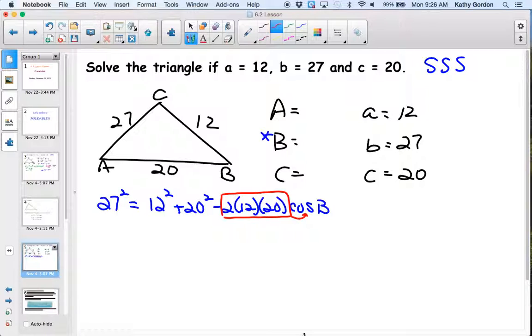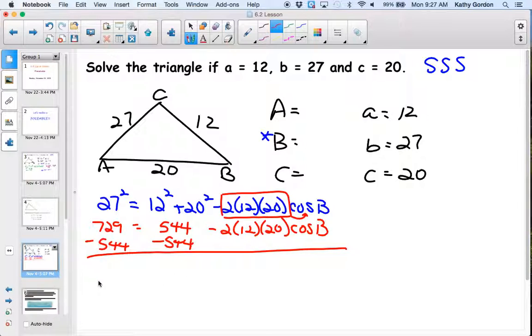Okay? So if you're doing it more step by step, 12 squared is 144, 20 squared is 400. So we're talking about 544 right there, right? Not including the 2 times 12 times 20 cosine B, okay? 27 squared, anybody got that real quick off the top of your head? Or out of your calculator? 729. That's cool, okay? So your first step is to subtract the 544 and only the 544.